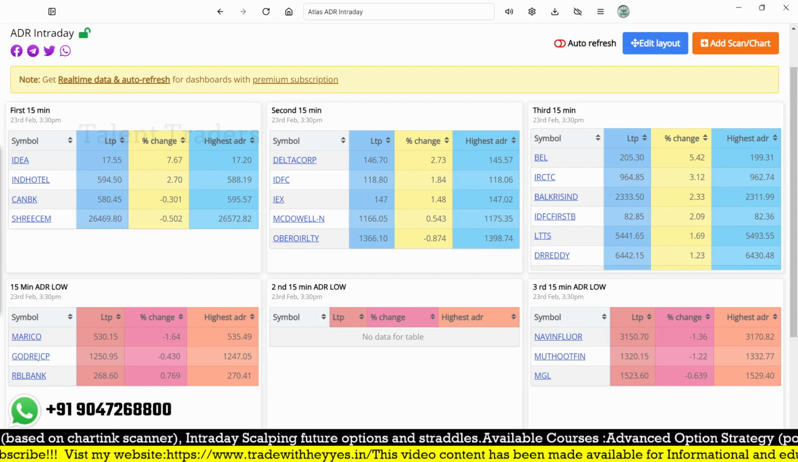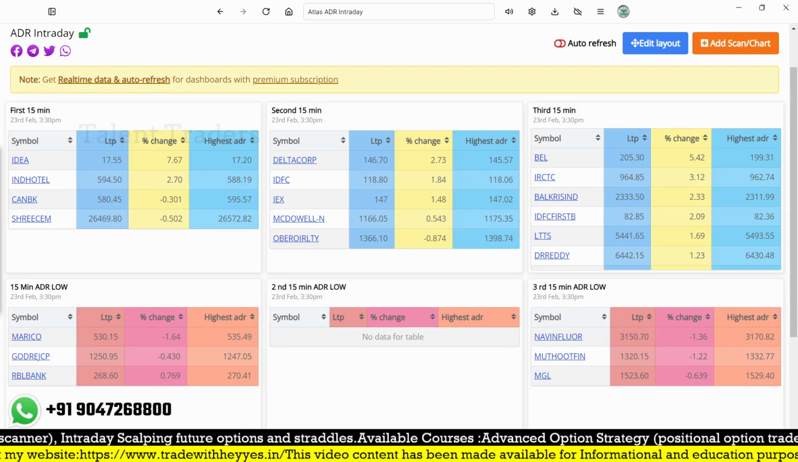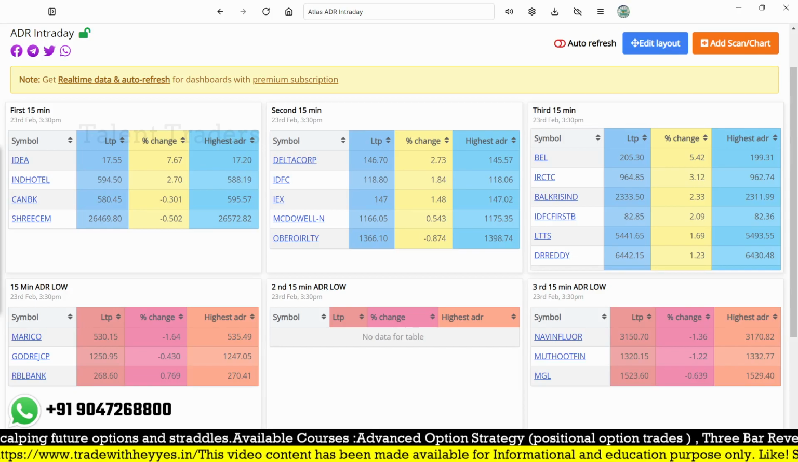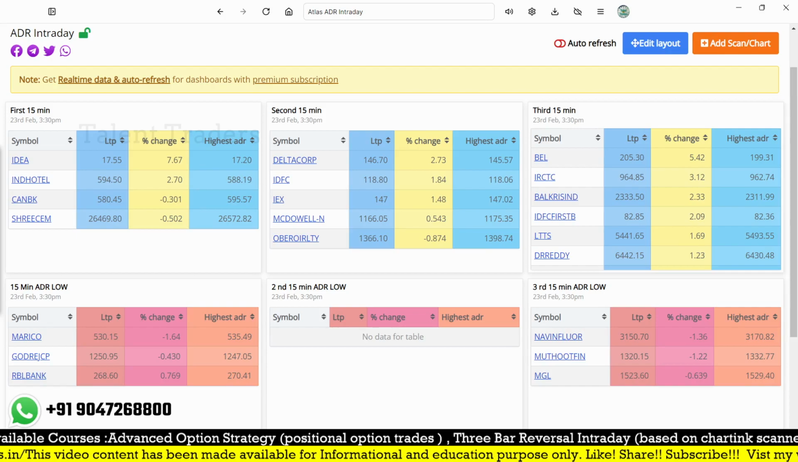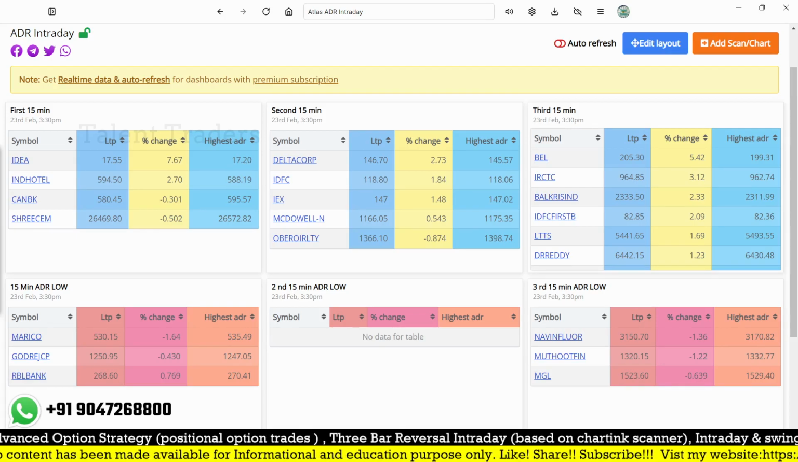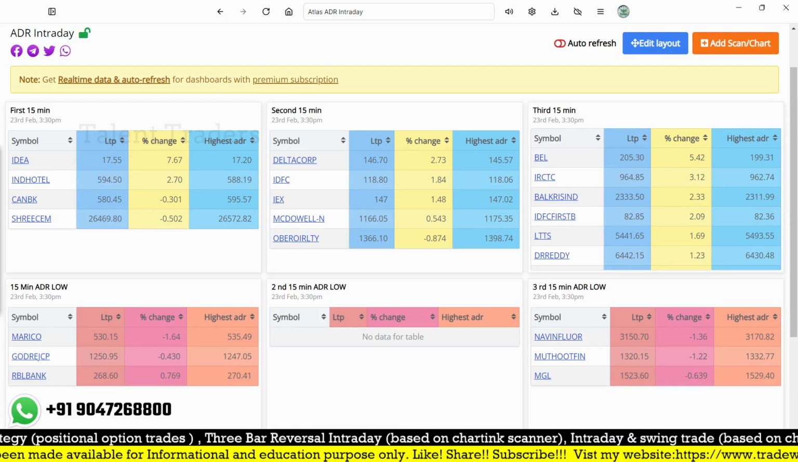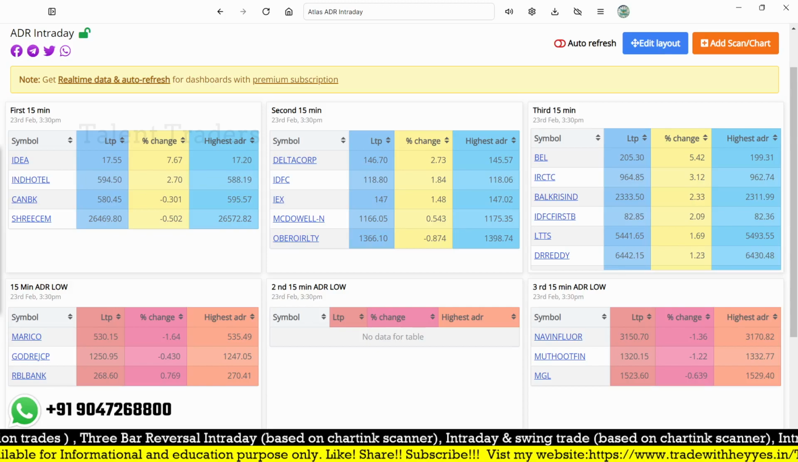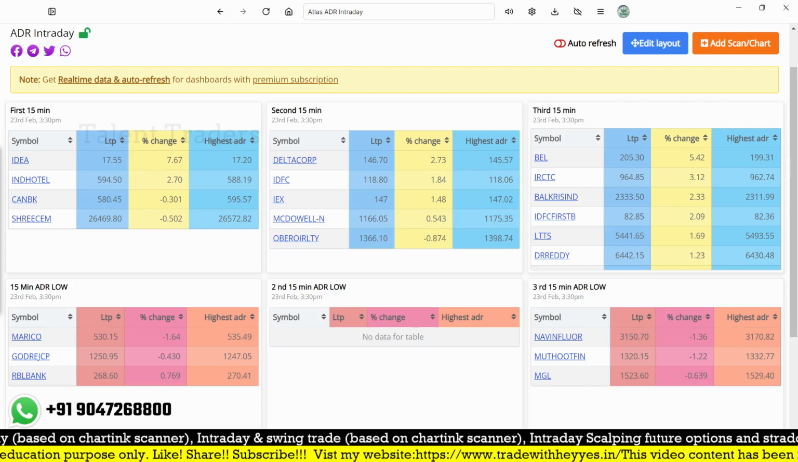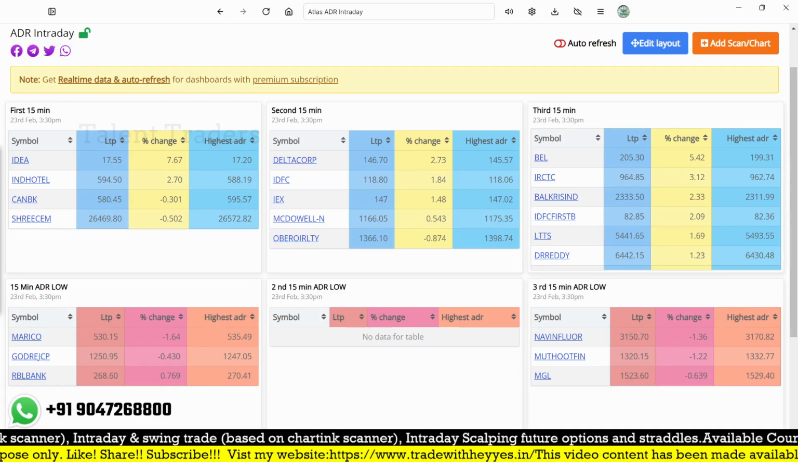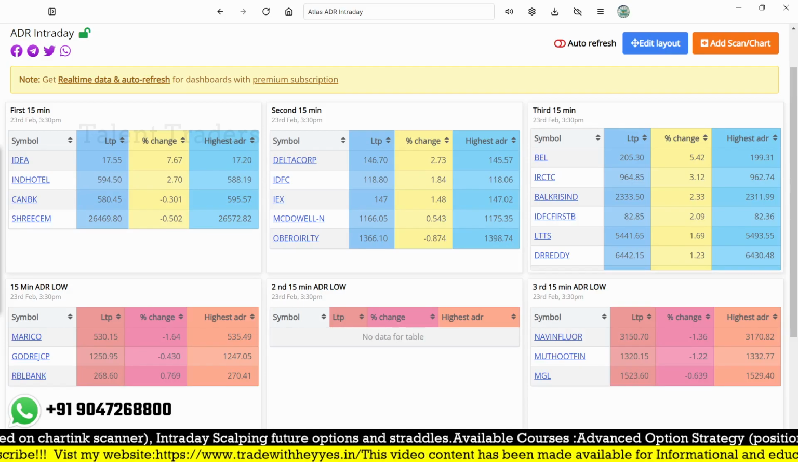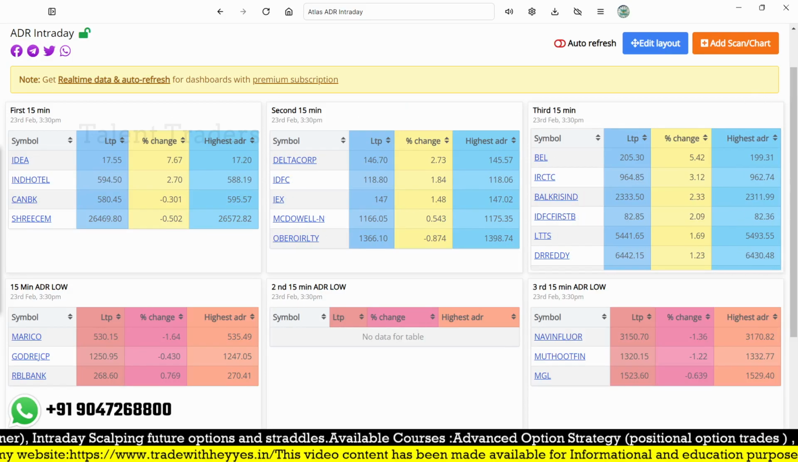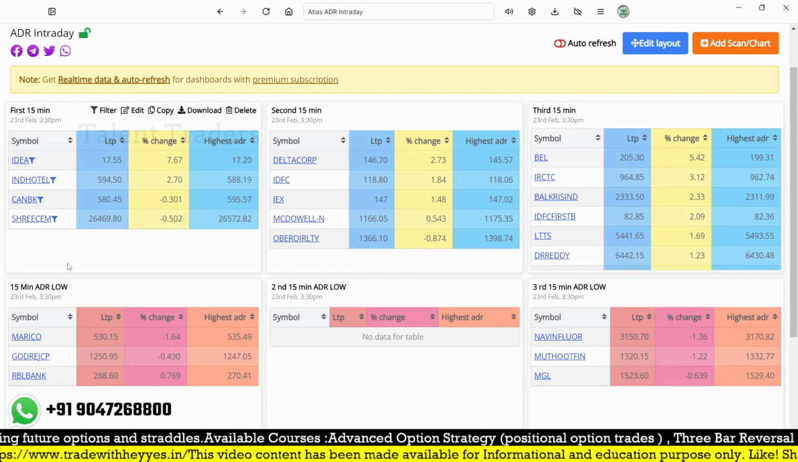In this video, I'm going to make some modifications to our ADR intraday strategy. Based on TradingView, we previously created a scanner that was working well in the intraday time frame. We even had to filter out very narrow stocks. So we got the first 15 minutes, second 15 minutes, and third 15 minutes. And similarly, we are looking for selling as well. It is working well in intraday.